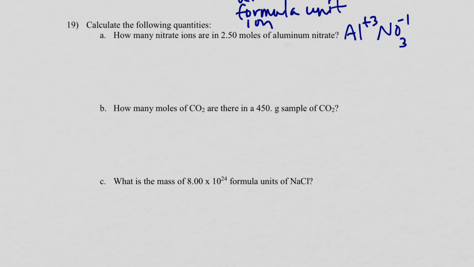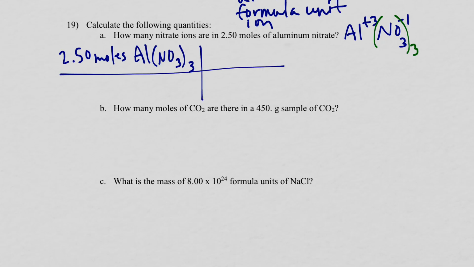And then the next step, the crisscross method, is going to give you the overall formula for this. So the 3 on the aluminum is going to come down and become the subscript on the nitrate, and the 1 becomes the subscript on the aluminum. So the overall chemical formula for aluminum nitrate will be Al(NO3)3. And now we're ready to solve the actual problem. So starting with 2.5 moles of aluminum nitrate, step 1 is going to be convert from moles to formula units because aluminum nitrate is an ionic compound.